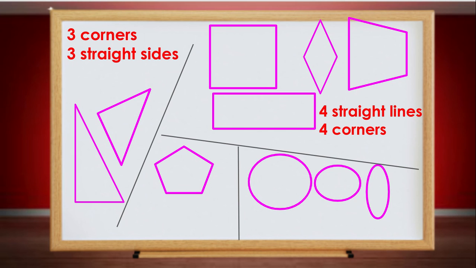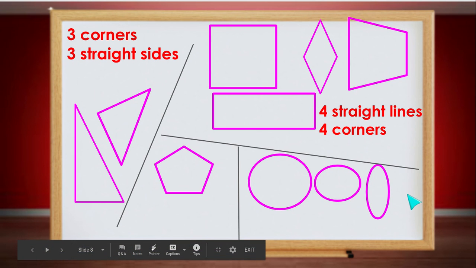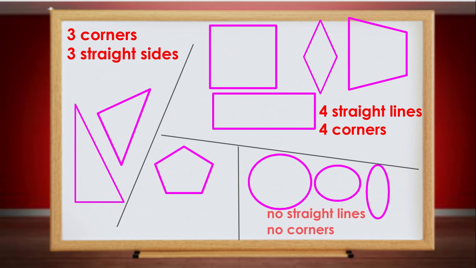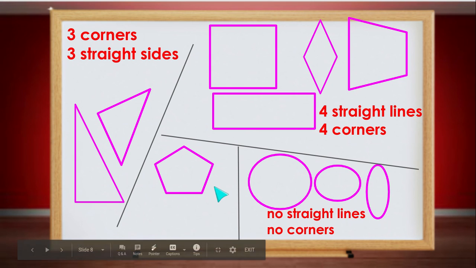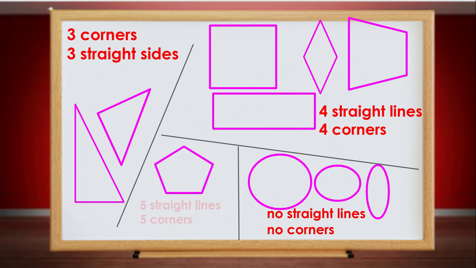Now I came across something different. The shapes on the bottom right have no straight lines and have no corners. So that's going to be in its own sorted group. And the last shape I could not fit with the other ones. However, this one has 5 straight lines and 5 corners.